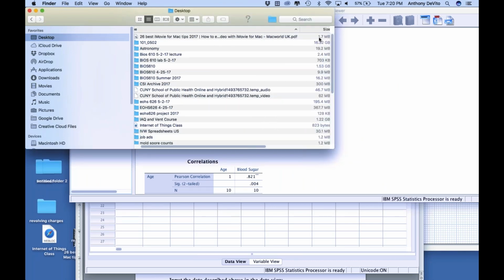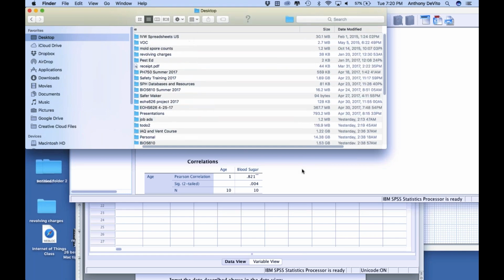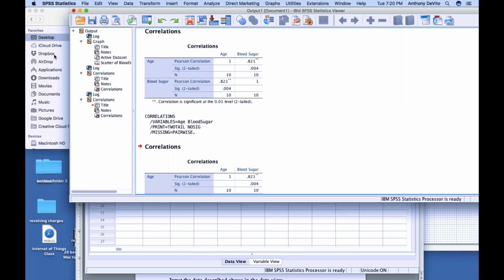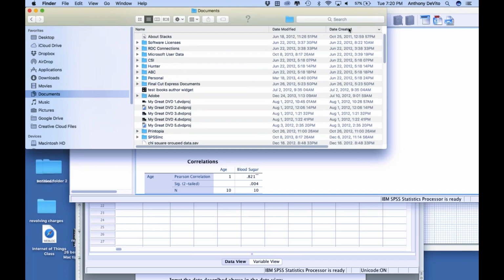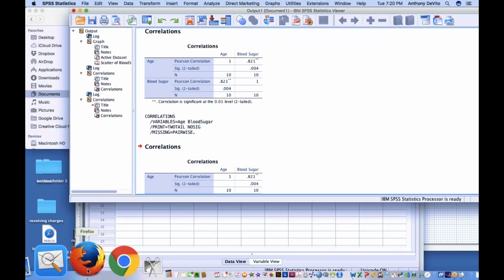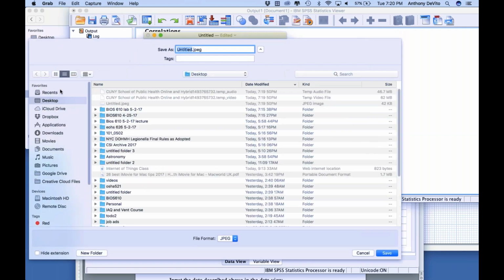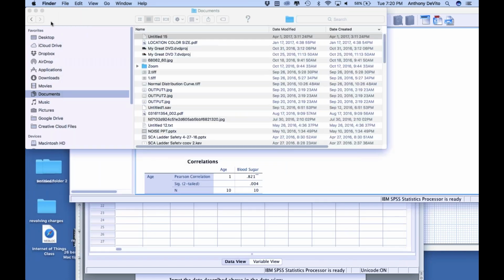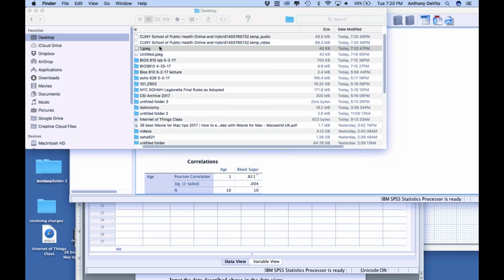Where'd it go? I lost it. Went to documents or something. Nope. That's interesting. Let's try it again. There we are. Oh, there it was underneath.